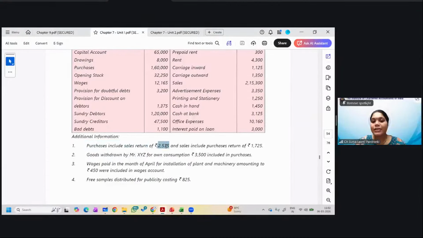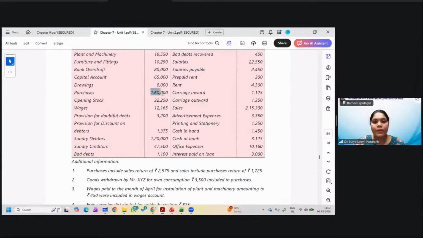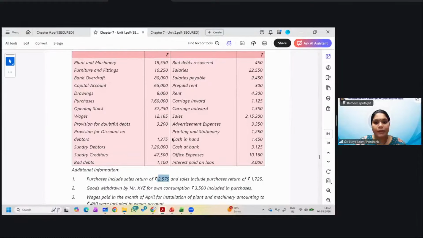Purchases include sales return of 2575 and sales include purchase return of 11725, which means whatever purchases balance we have, 1,60,000, is including a sales return of 2575, which should not have actually happened, right? So this is an adjustment that we have to do. And sales, which means the sales balance. Where do we have the sales balance? Here, yeah. Sales of this amount is including a purchase return, which should not be done, right? So these two adjustment entries have to be first posted.